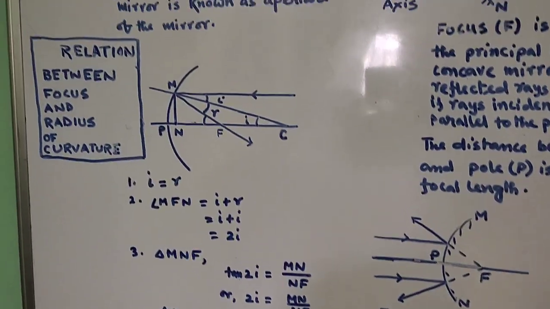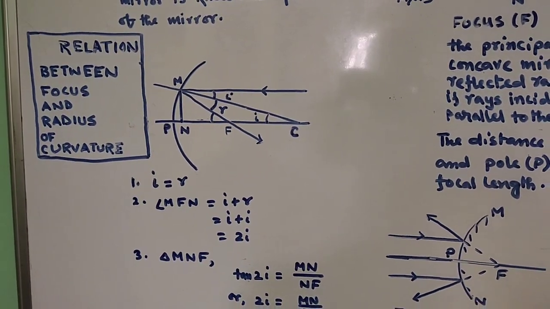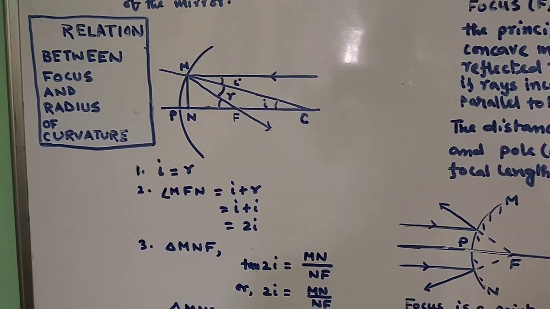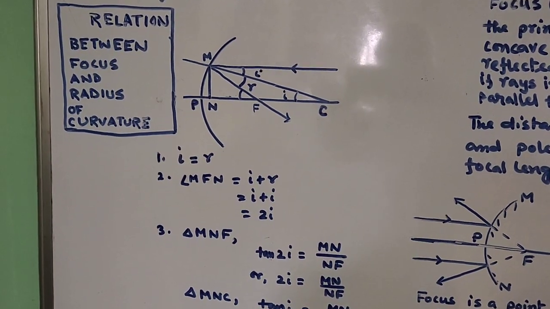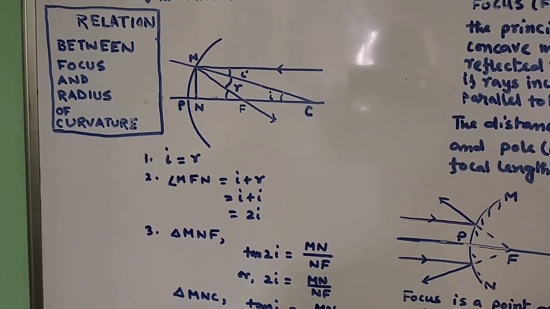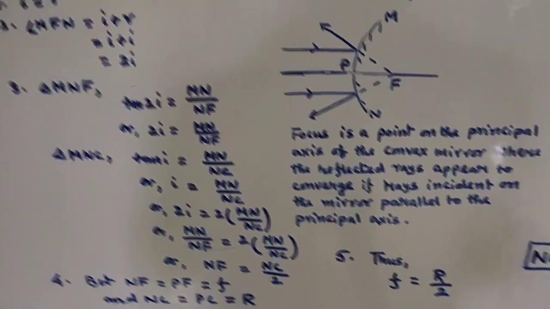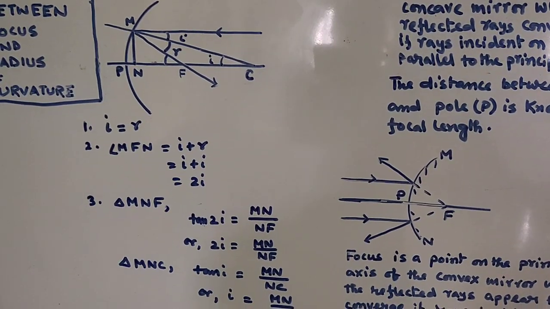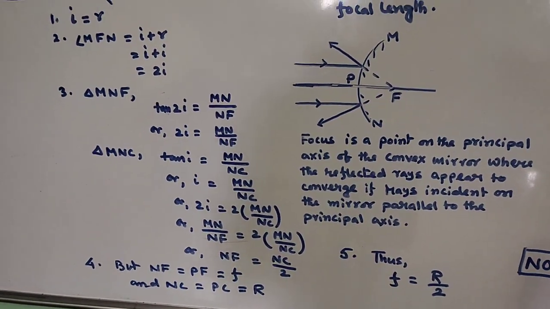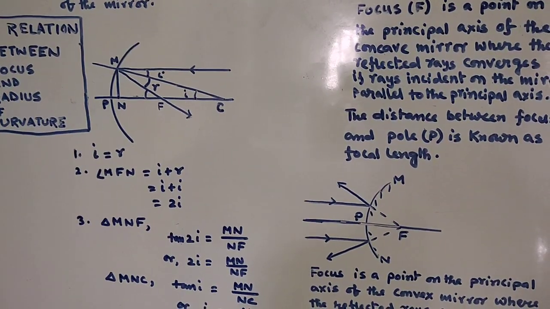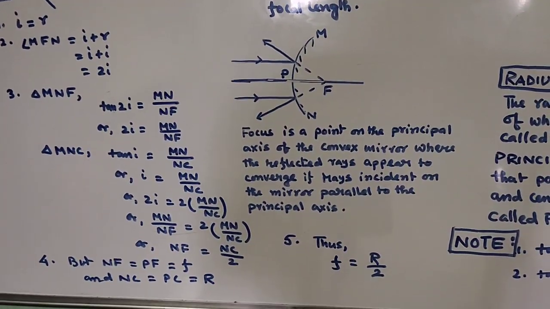But you see NF and PF are the same under the condition that the ray strikes the mirror very close to the principal axis. So two limitations we are considering. One, we are considering that the angles I and R are very small, and another, we are considering that the ray strikes the mirror very close to the principal axis. So under that case you will get NF is nothing but PF and NC is nothing but your PC. So NF equals PF, so PF is your focal length, and PC is your radius of curvature, that is your R.